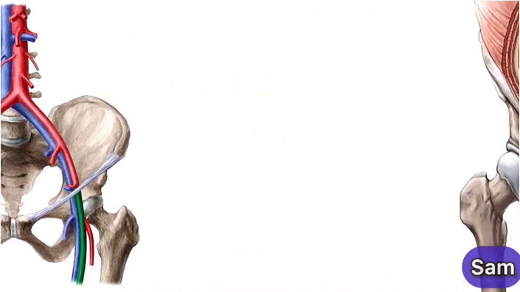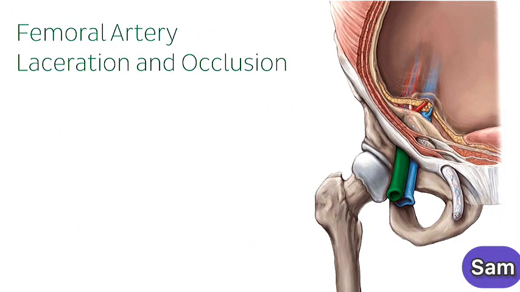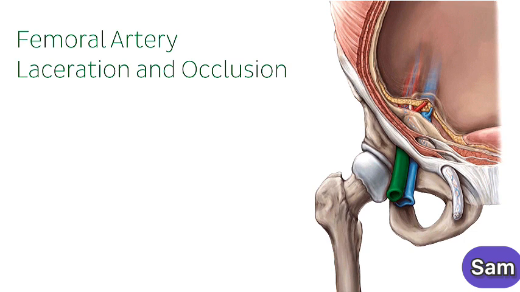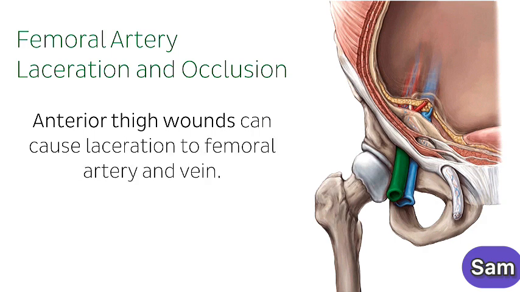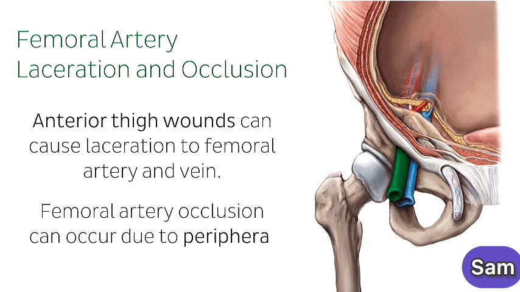The final clinical points we will talk about are femoral artery laceration and femoral artery occlusion. Due to its superficial position within the femoral triangle, the femoral artery is vulnerable to laceration. In anterior thigh wounds, the femoral vein is also commonly lacerated due to its close proximity with the femoral artery. Femoral artery occlusion can be caused by atherosclerosis, which you can see in peripheral vascular disease.